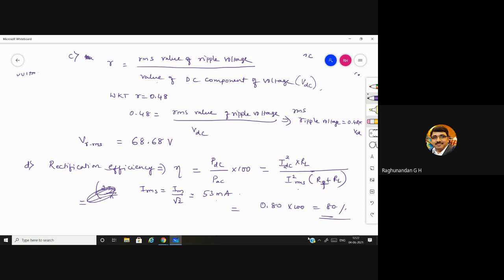Next problem. For a center tap full wave rectifier, the load resistance is 3 kilo ohm.